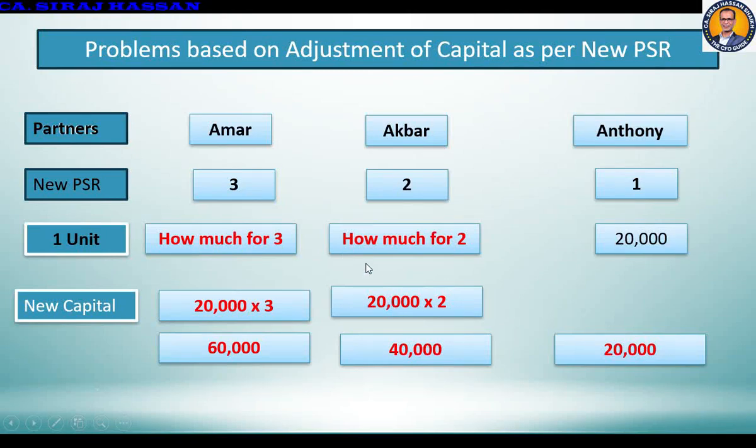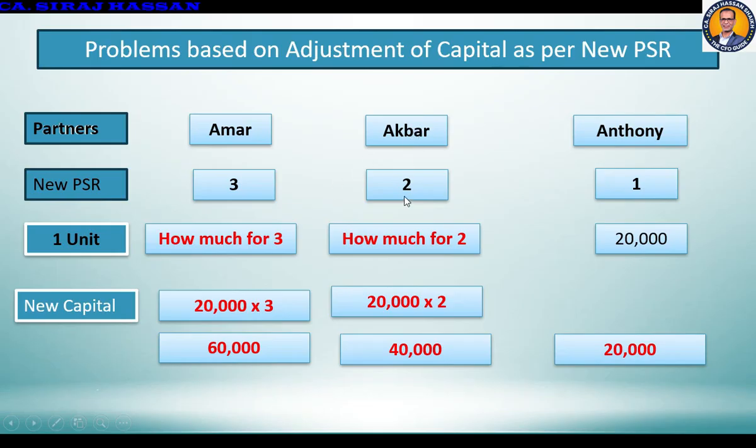We are going to discuss now the problems based on the adjustment of capital as per the new profit sharing ratio. We have got partners Amar, Akbar and Anthony. Anthony's share in the new profit sharing ratio is 3:2:1. That means out of 6 rupees of profits, Anthony will get rupees 1, Akbar will get rupees 2 and Amar will get rupees 3. So for 1 unit of capital, Anthony has to bring rupees 20,000.